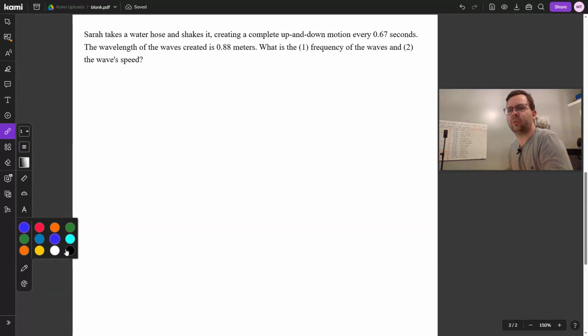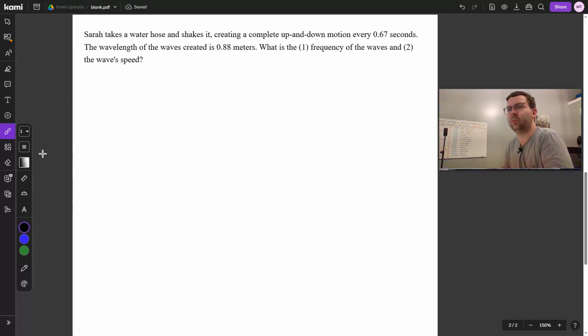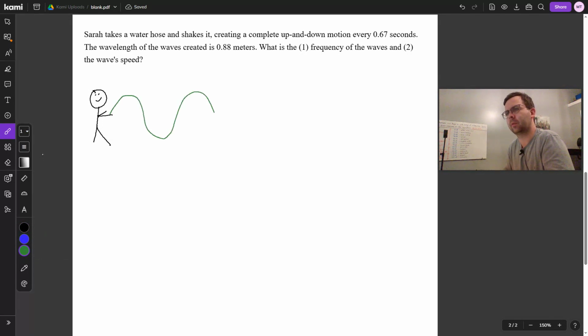This one says that Sarah takes a water hose and shakes it, creating a complete up and down motion every 0.67 seconds. The wavelength of the waves created is 0.88 meters. What is the frequency of the waves and the wave's speed? So I'm going to draw a picture again here. Let me start by drawing Sarah. Then she's holding on to a garden hose here. The garden hose goes up and down like this. Okay, so there's our waves.